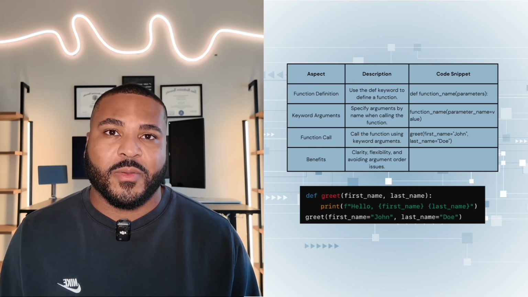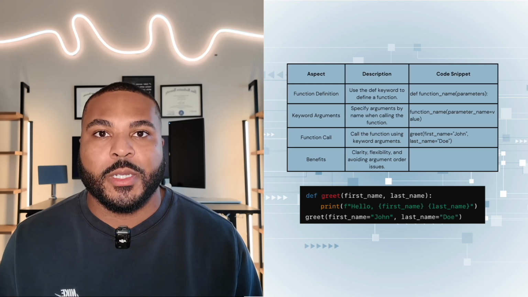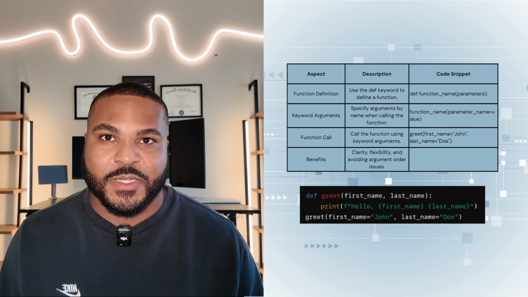Also, avoiding argument order issues. So by using keyword arguments, we don't have to remember the exact order of parameters in the function definition. And this could be useful when you have 5 arguments, for example.